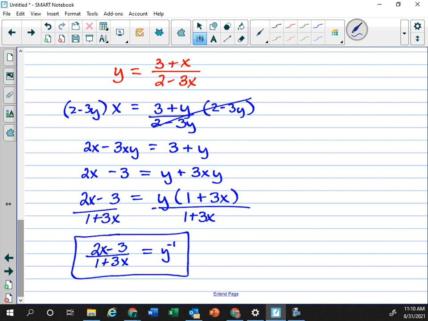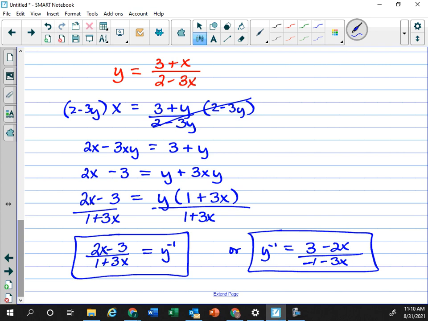Now, if you moved things to opposite sides, you're going to have the same thing, but just with totally different signs. So I would also accept 3 minus 2x over negative 1 minus 3x. Like, it doesn't look like it, but that's the same thing. Okay? Leave that up there for a second.